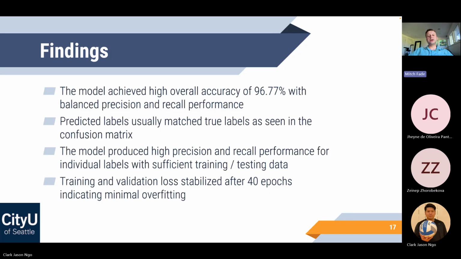For the findings, the model achieved a high overall accuracy, where predicted labels usually match the true labels, and the model produced a high precision and recall performance for individual labels with sufficient testing and training data. Some of the data in the public data set only had a few samples per label, which did not produce enough data to allow for sufficient training. Next slide.